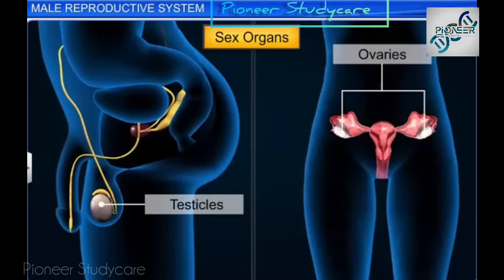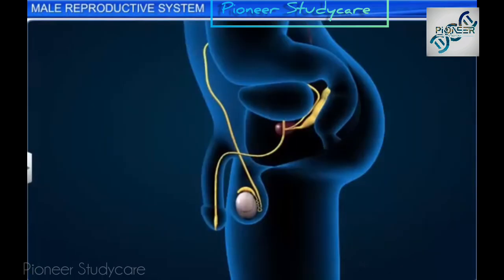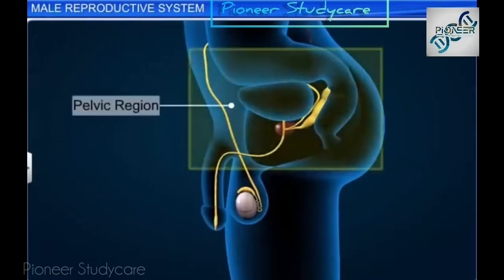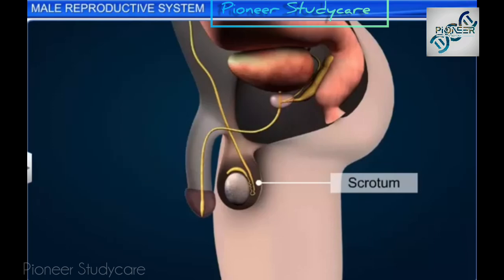Let us learn about the organs of the male reproductive system. The male reproductive system is located in the pelvic region. It includes the testes, accessory ducts, accessory glands, and external genitalia. The testes are covered by a sac-like protuberance of skin and muscles called the scrotum. The scrotum lies between the penis and the anus.